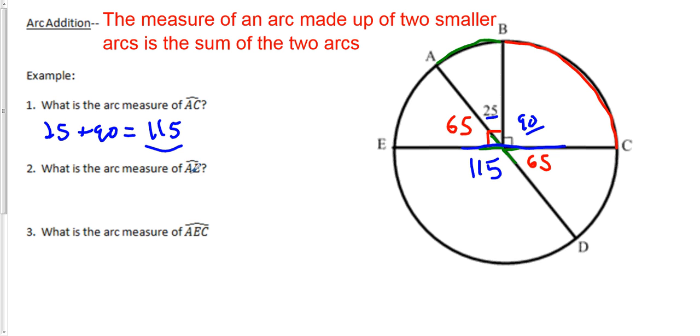What's the arc measure of A to E? Okay, that would just be from here to here. Well, we already found the central angle. It would be 65.